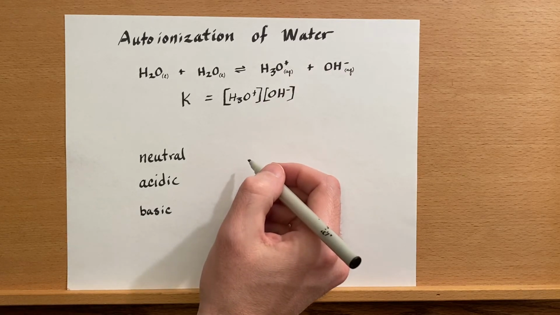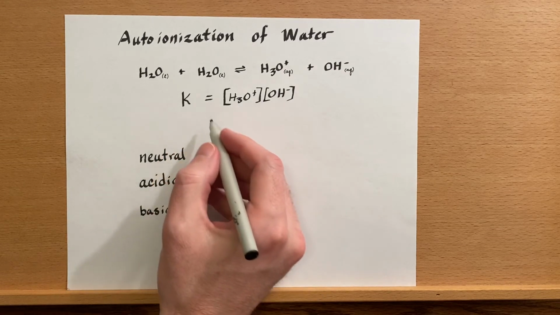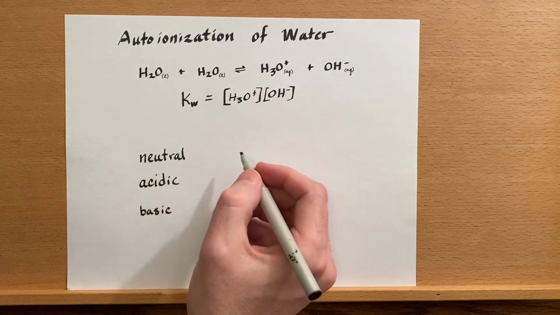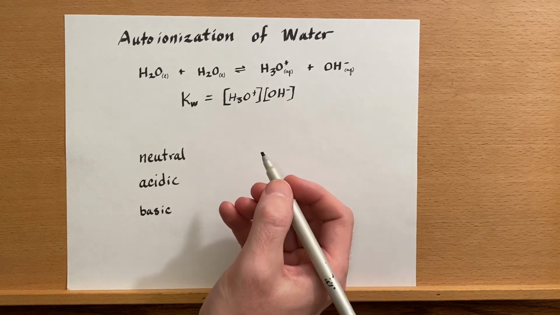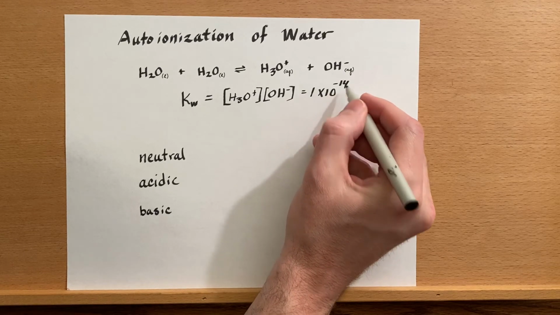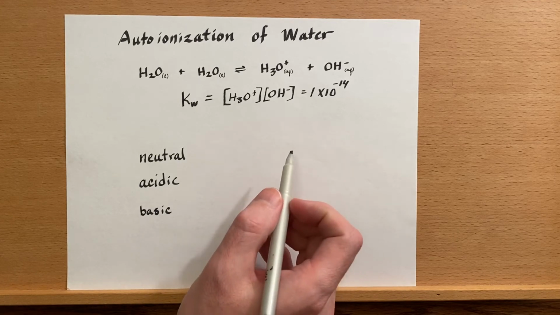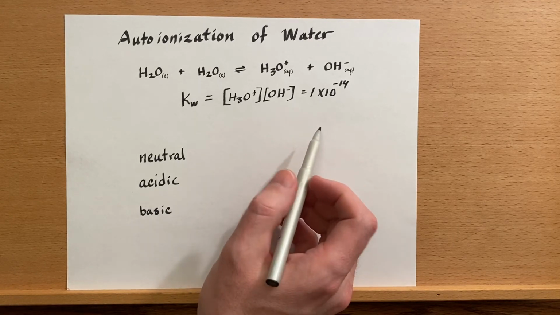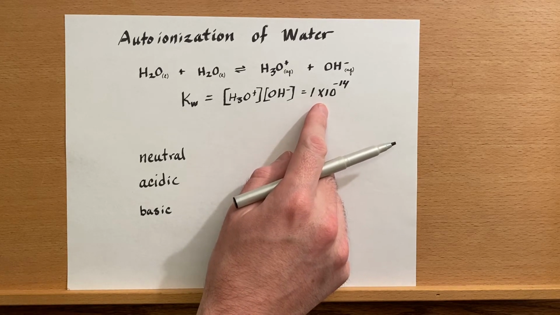And since this is such an important process, this K has a special name, Kw. The W stands for water. And the value that we use all of the time for this is 1 times 10 to the minus 14. It is different at different temperatures, but for the most part they don't vary that much from this value, and so it is adequate for our calculations.